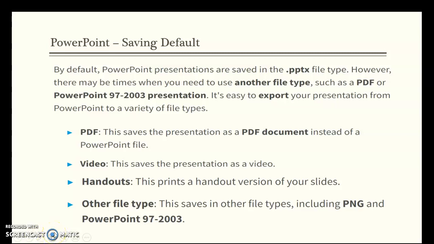The saving default is saved with the file extension .pptx for the newest version of PowerPoint. You could, if you wanted to, save it as an earlier version, or you could save it as a PDF if you knew you're going to be sharing it with someone that does not have PowerPoint software. You can save it as a video, and you can also print out handouts. And there are other file types that you could save it as in case you're sharing with someone that does not have Windows and is working with Apple.